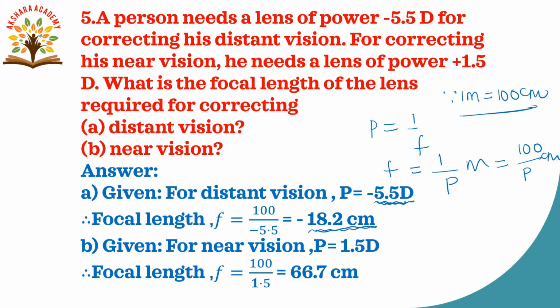Next, for near vision, P is equal to 1.5 diopter. So focal length F is equal to 100 by 1.5, that is equal to 66.7 centimeters. This is for distant vision and for near vision. First we get F is equal to minus 18.2 centimeters, and the second one we get 66.7 centimeters. Okay. Next we will go to the next question.